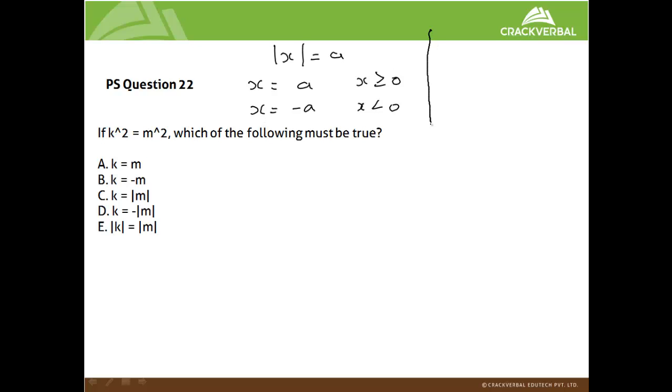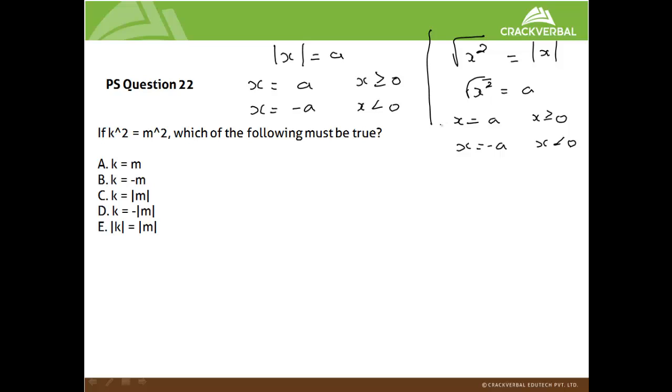So this function is similar to the function square root of x square. Modulus of x and square root of x square both are one and the same function, because it gives you the same definition for the function. Say for an example, in the square root of x square, if I write this as square root of x square is equal to a, then x would be equal to a whenever x is greater than or equal to 0. x would be equal to minus a whenever x is less than 0.